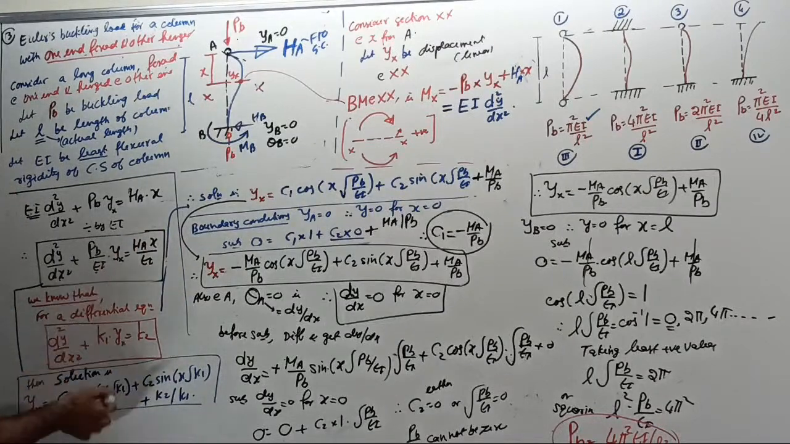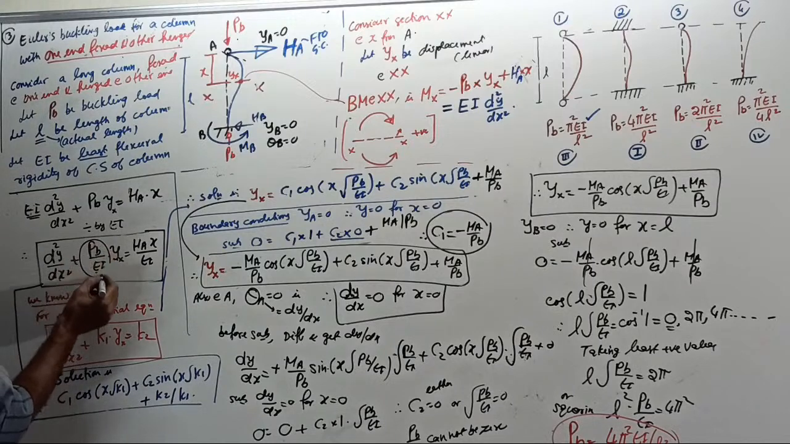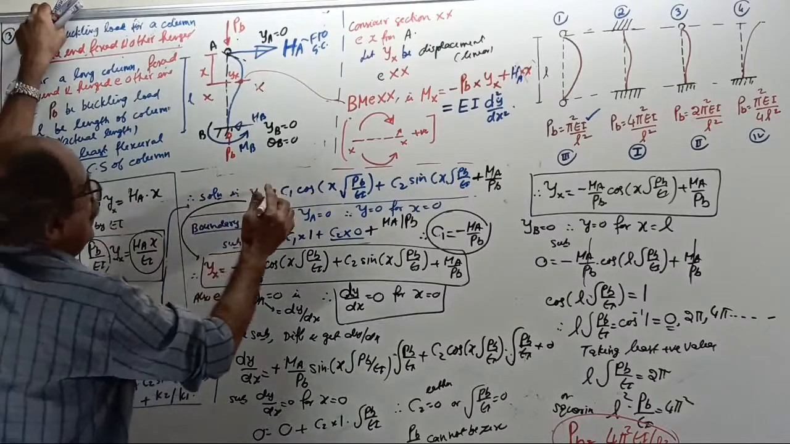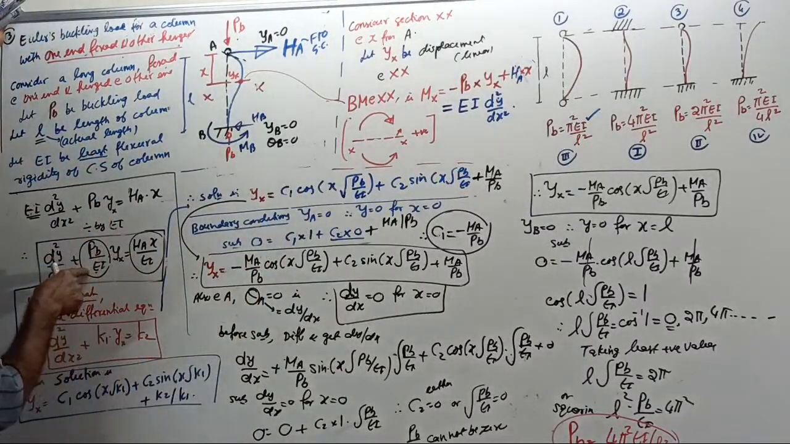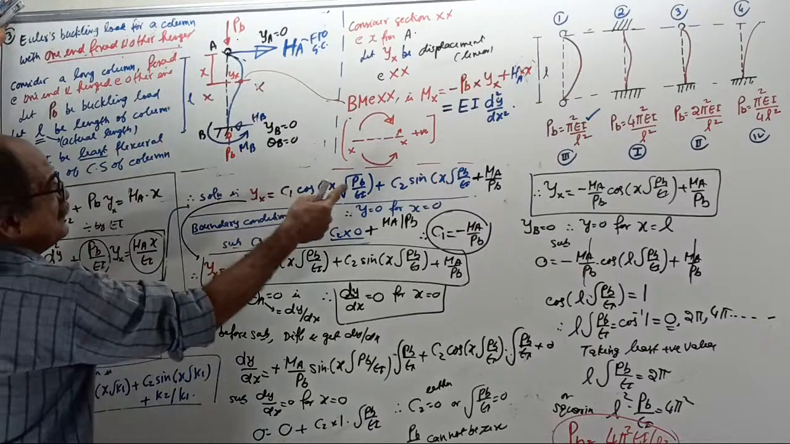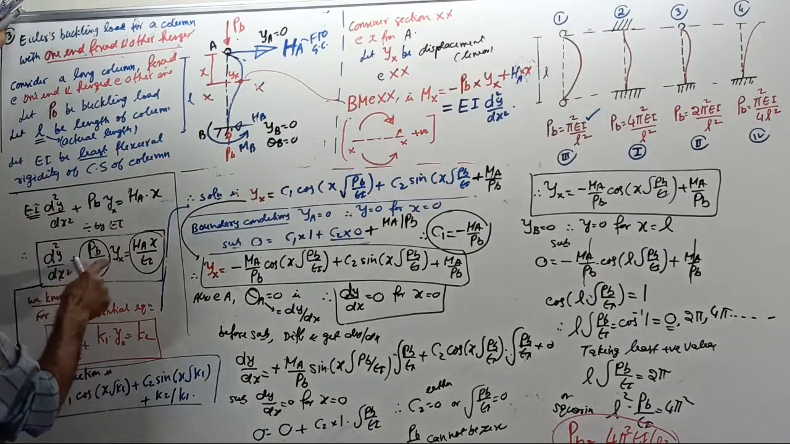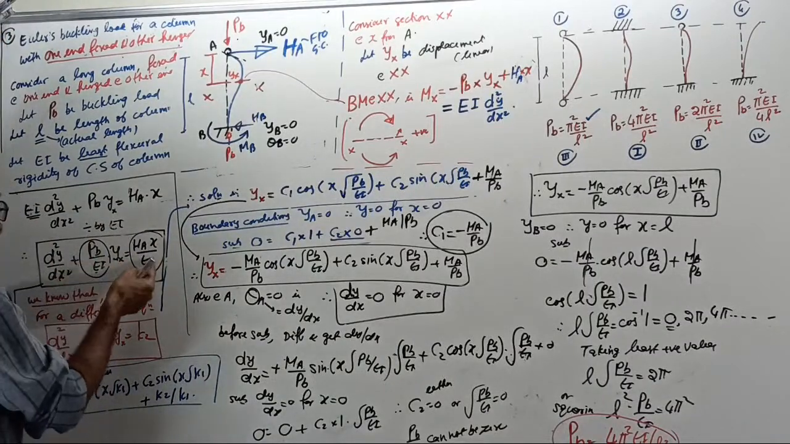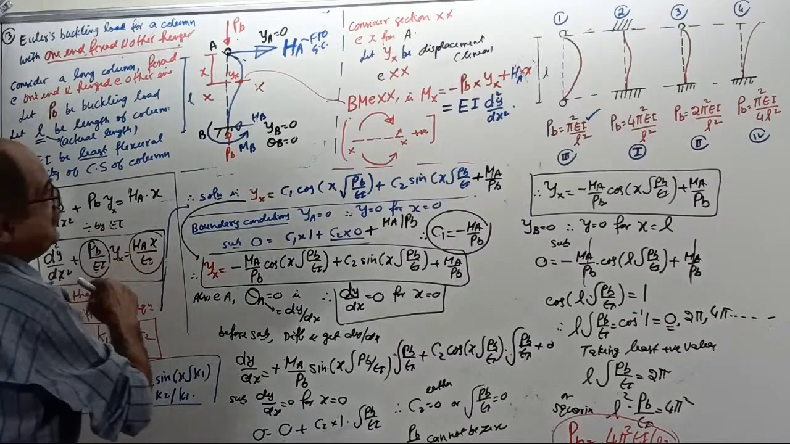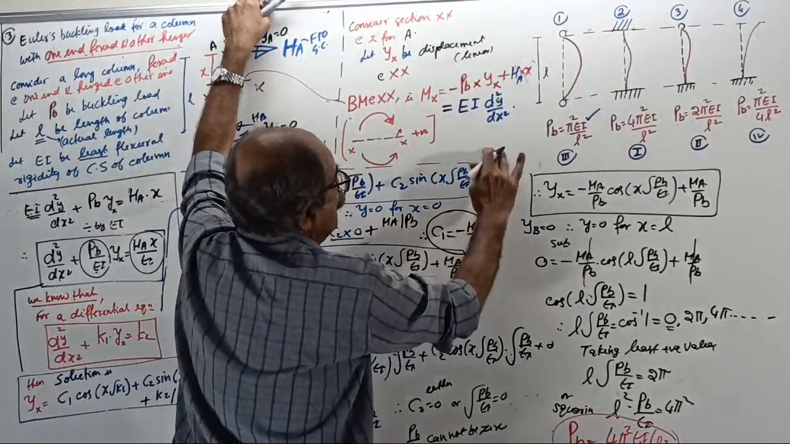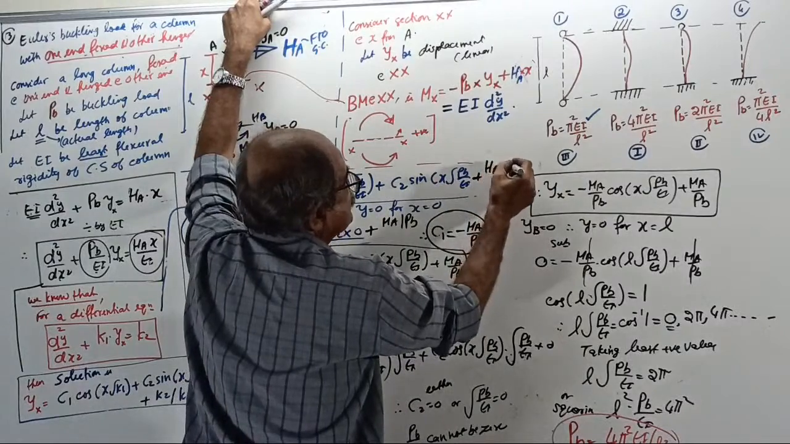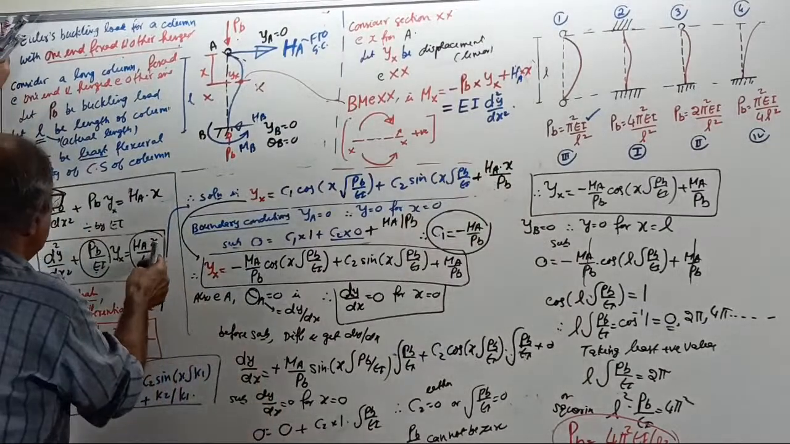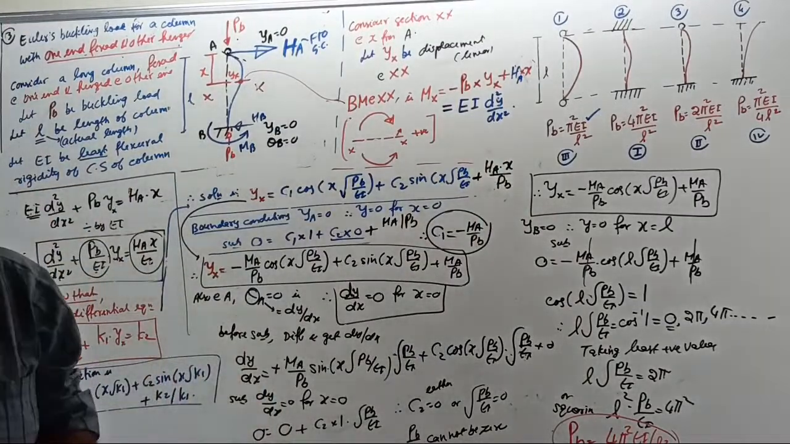Now write the standard form. Now this will become your C1, this will become your C2. So the solution is Yx equal to C1 cos X root PB by EI plus C2 sin X root PB by EI plus C2 by C1. When you write C2 by C1, EI will cancel, and HA into X by PB will come. Clear? See, K2 by K1. Tell me if clear, I'll go to the next step.